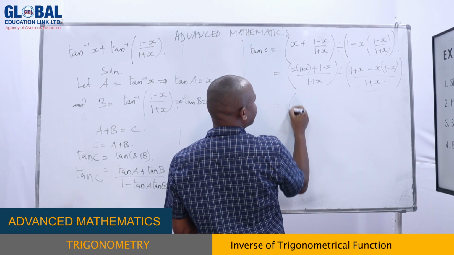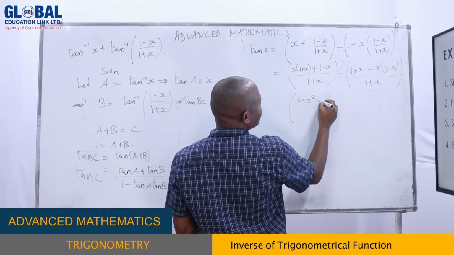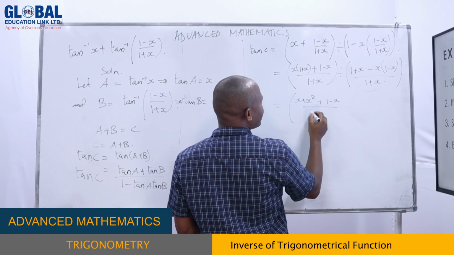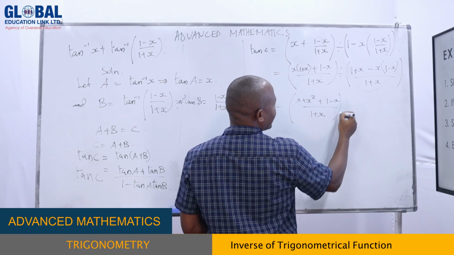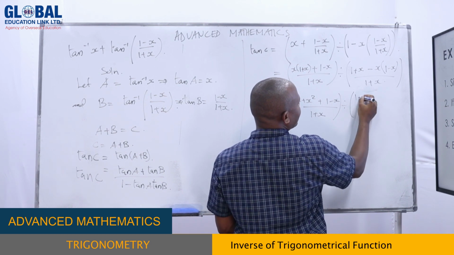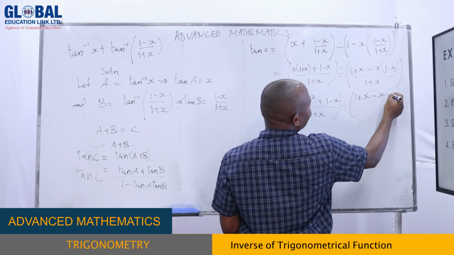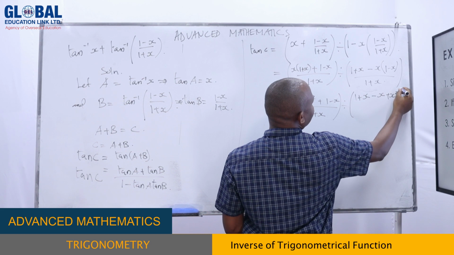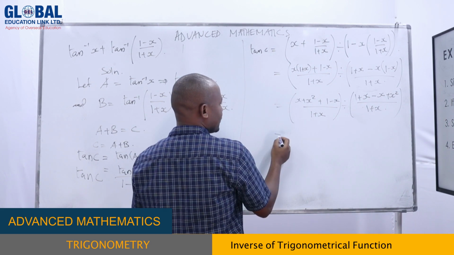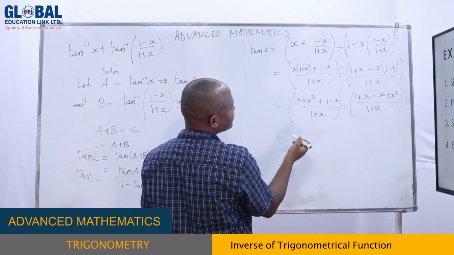There we have x plus x square, then plus 1 minus x, and all of this is over 1 plus x, then divided by what? By 1 plus x minus x plus x square over 1 plus x. And then let's simplify that.